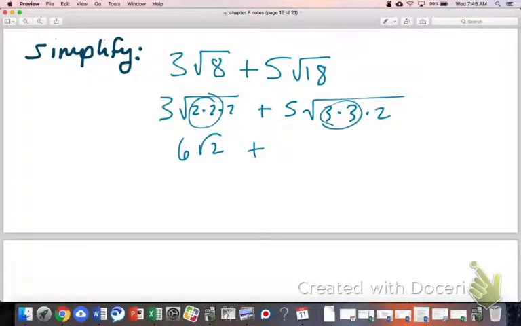And you got a pair of 3's that come out as a single 3. So 3 times 5 is 15. And when you add these up, you add them like they're like terms, like we used to do with polynomials. 6 and 15 added together is 21. You keep the radical the same, 21 root 2.